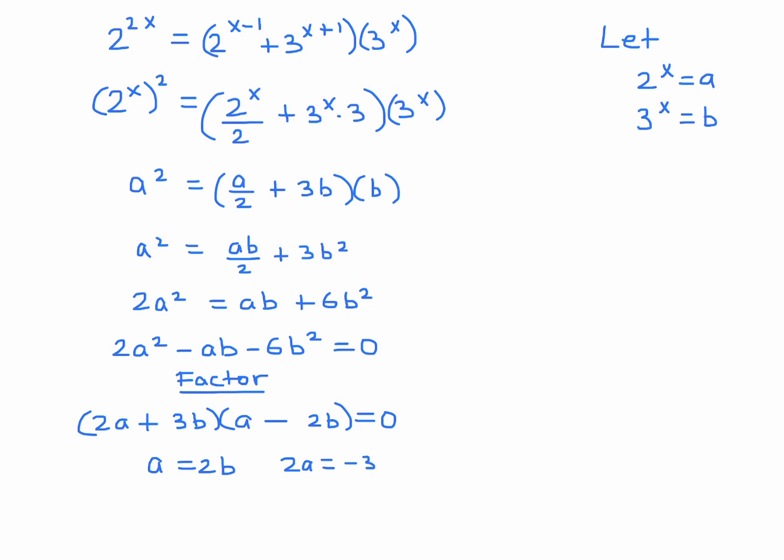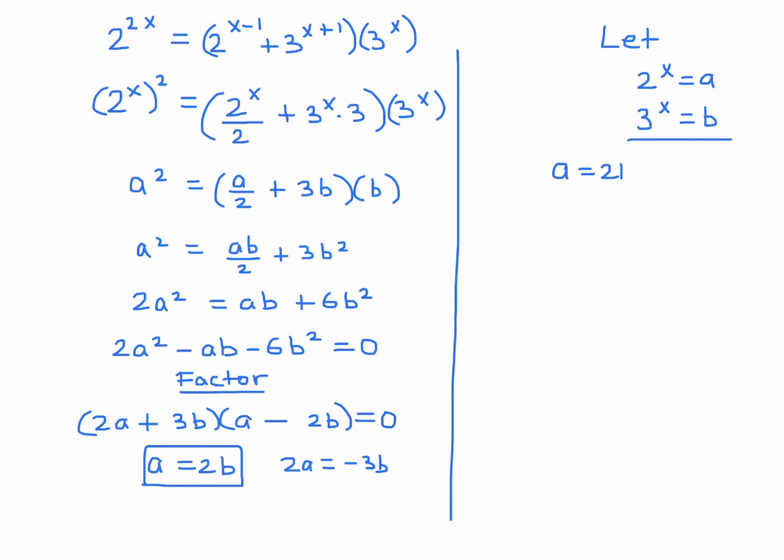But this one is a problem because you can't take logs of negative numbers, right? So this is not going to work, the one that I just underlined. The only one that's going to work is this one right here. So a is equal to 2b. Okay, let's go back and use these substitutions. If a is equal to 2b, that means that 2 to the power of x is equal to 2 times 3 to the power of x.